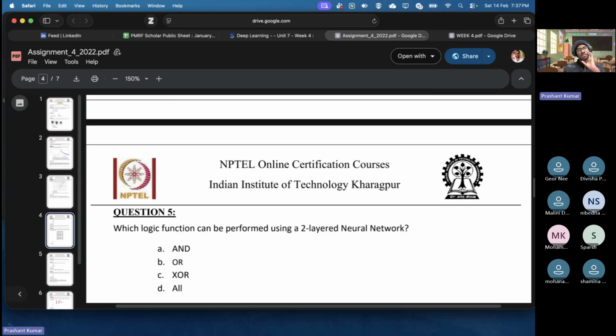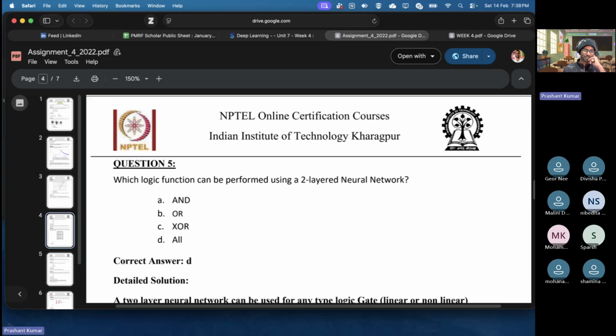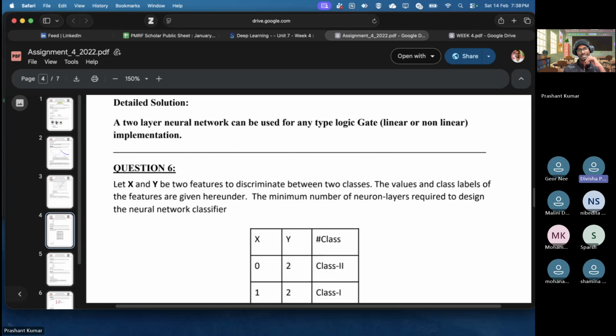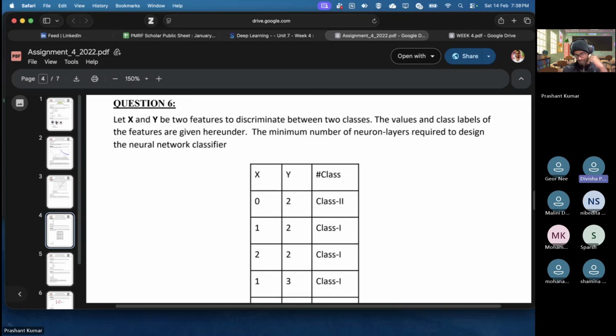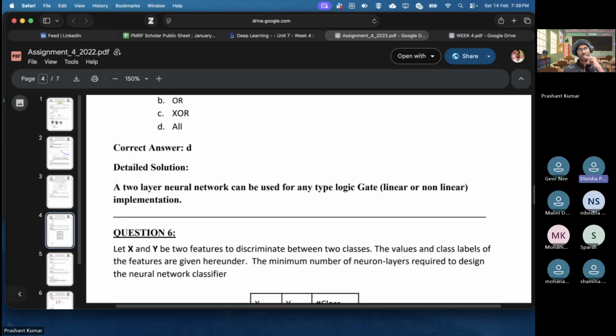Which logic function can be performed using a two-layer neural network? XOR. Actually, with minimum two layers we can also do AND, but XOR needs a minimum of two layers. If that is the question, then XOR is the answer. Exactly, the weights for AND would be something like zero. So all of them are correct, but if the question says minimum, then XOR is the correct answer.